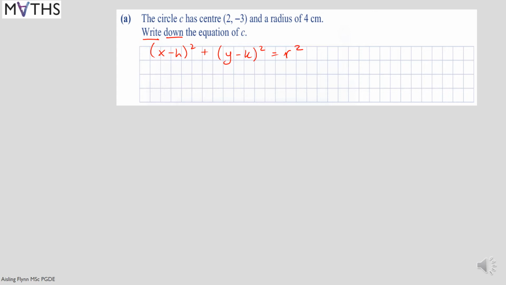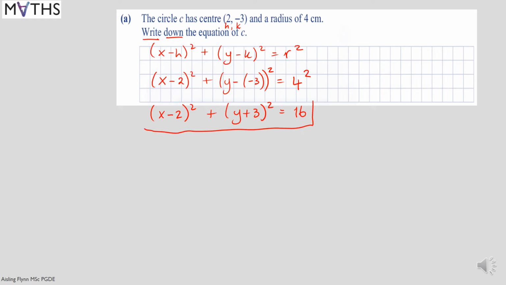In this case, the center (h, k) is given as (2, -3). So we'll have (x minus 2) squared plus, now just take care here with the negatives, (y minus (-3)) squared, because it's negative I'm going to put in an extra set of brackets there to highlight that, equals 4 squared. 4 was the radius given. And the final answer I'm going to provide is (x minus 2) squared plus, when you take a negative we get a positive, so (y plus 3) squared equals 4 squared, which is 16. And that's the equation of the circle with center (2, -3) and a radius of 4.